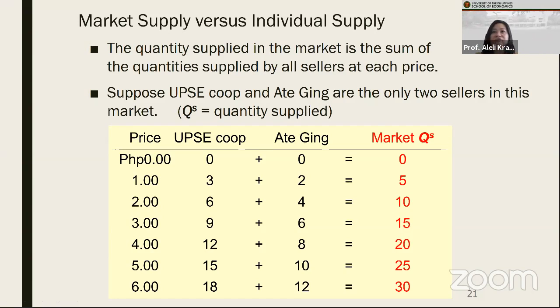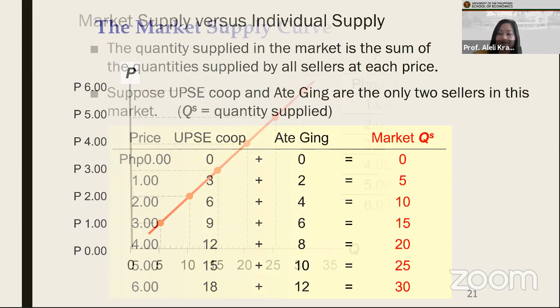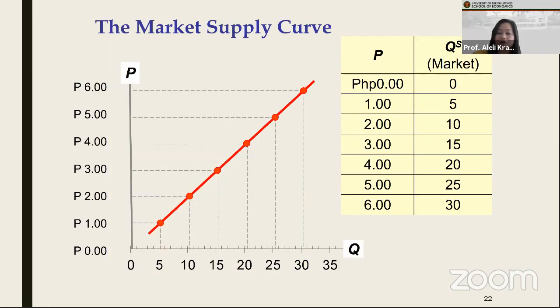Again, we can plot the market supply curve. This is just the horizontal sum of the two individual seller supply curves. So this is the market supply. For each price, we just plot the quantity supplied by the two sellers in the market.